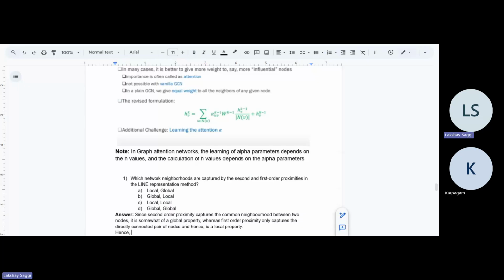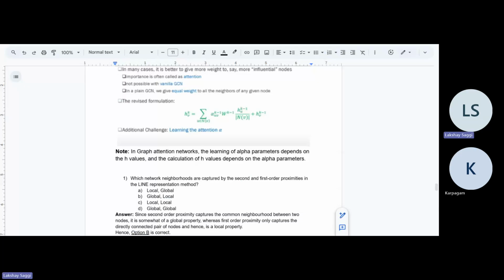Hence, option B is... yeah. So yeah, I understand your answer.